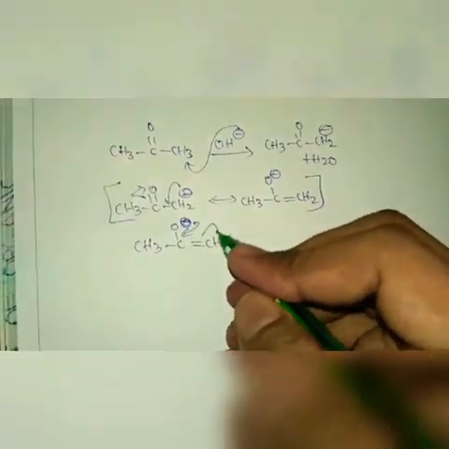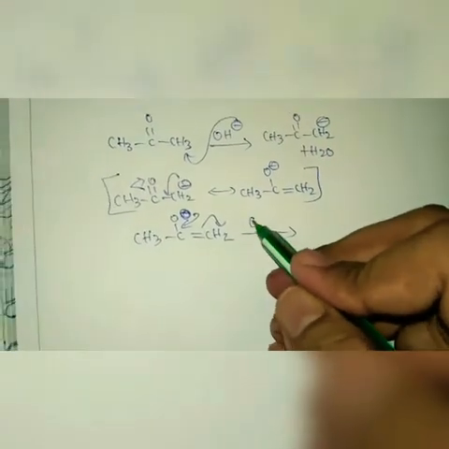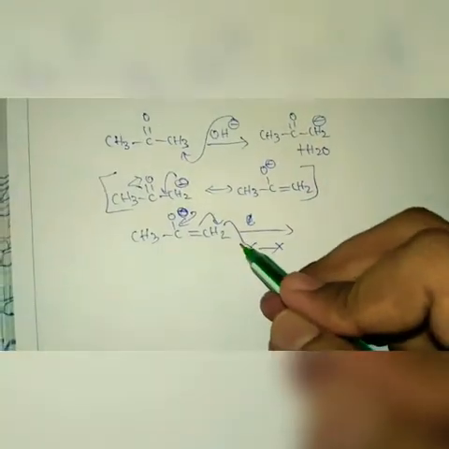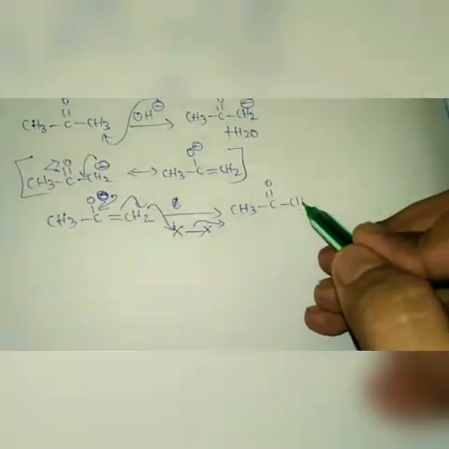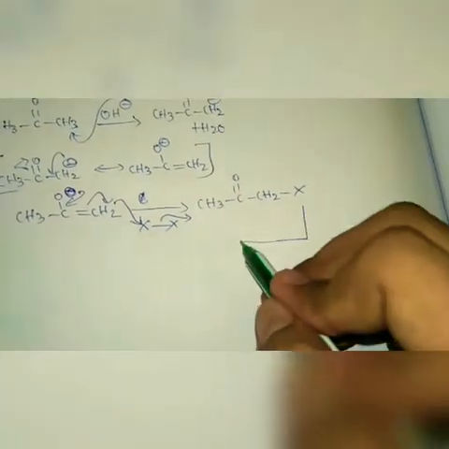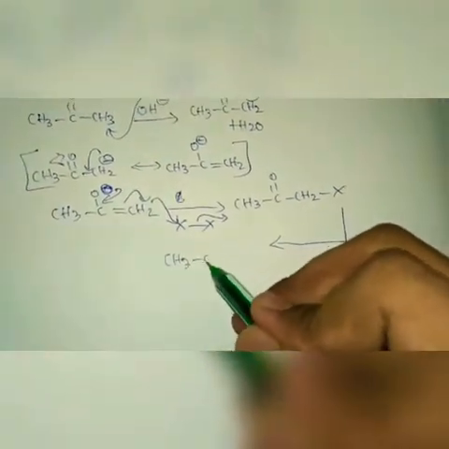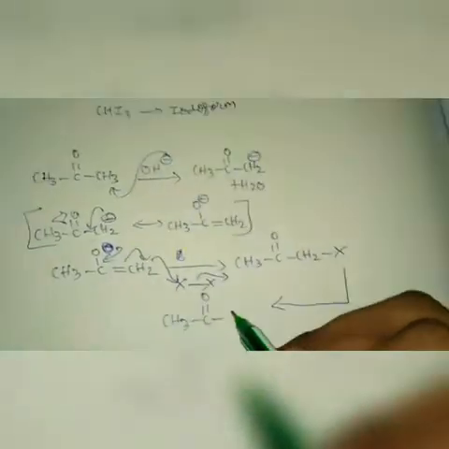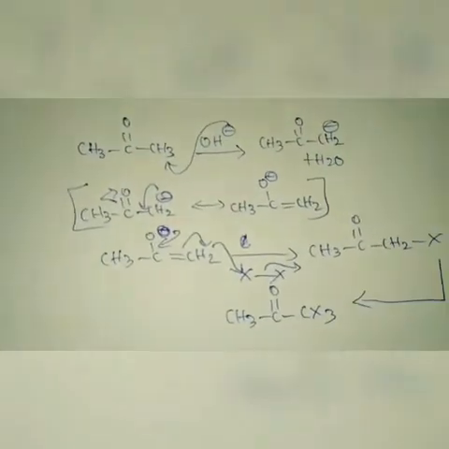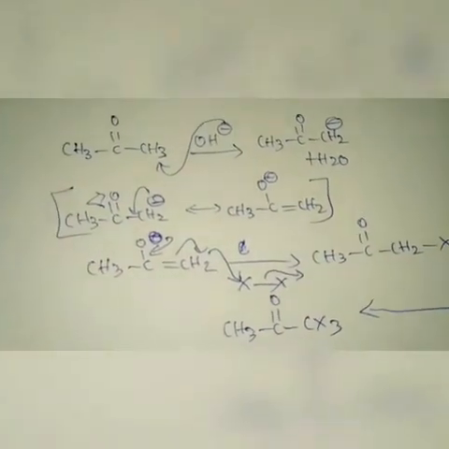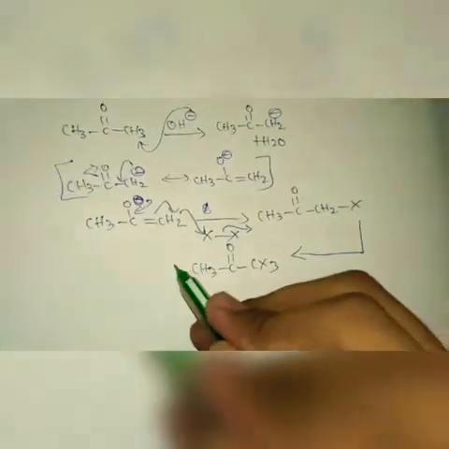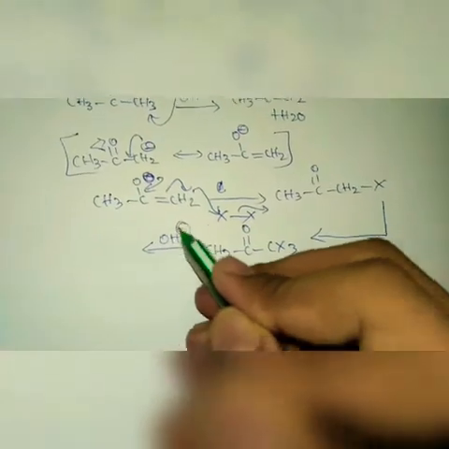We have seen that just now in the alpha halogenation reaction. So it will come like this, and we'll take X, it will go like this. So CH3, C double bond O, CH2X, and the reaction proceeds further to form CH3, C double bond O, CX3. Now up to this, the mechanism is the same as alpha halogenation. That's why I said the mechanism is so similar. Now I'll say what happens. Now one more molecule of basic medium, so OH minus will come.